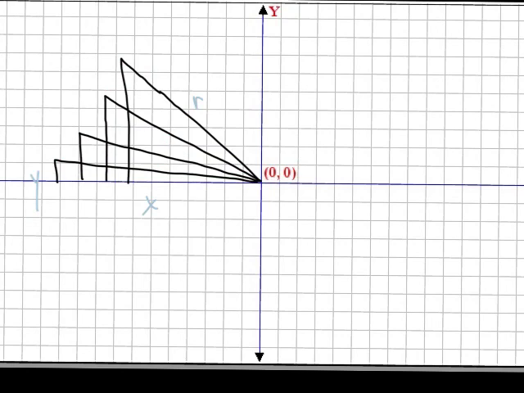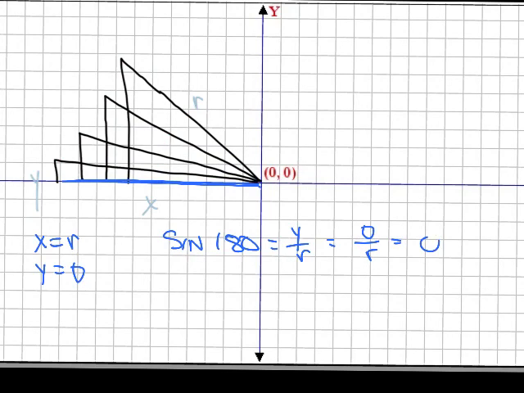So let's look and see what happens here. My x and my r become equal, and my y value turns into 0. So for 180 degrees, sine of 180 degrees, when I get to where r and x are the same length and my y value becomes 0, the sine of 180 degrees is y over r, and y is 0, and we don't care what r is. Our answer to sine of 180 degrees is going to be 0.